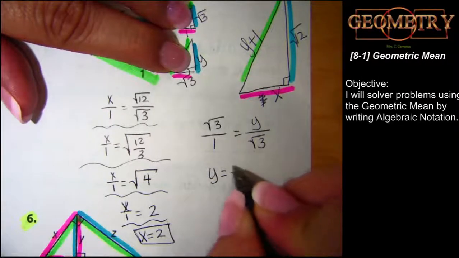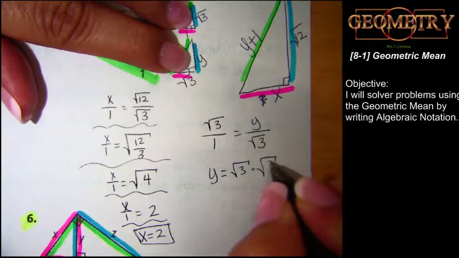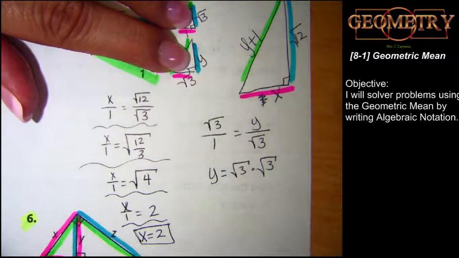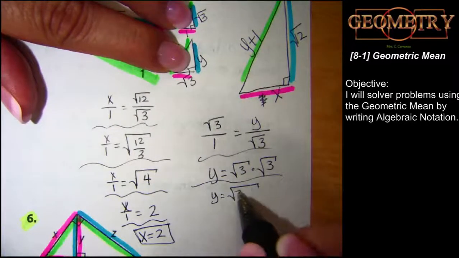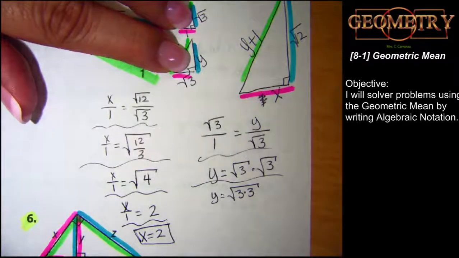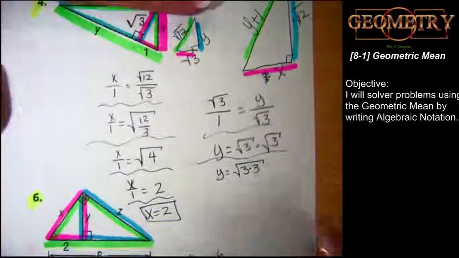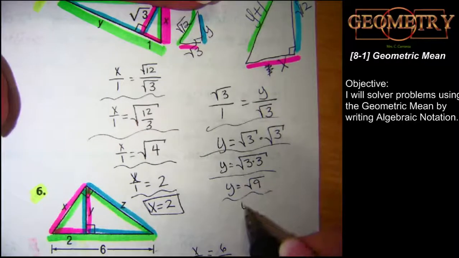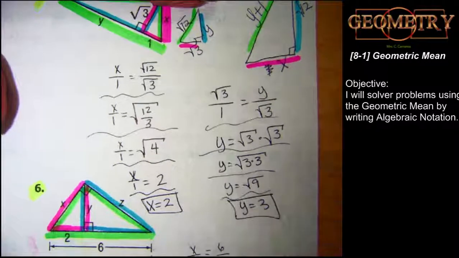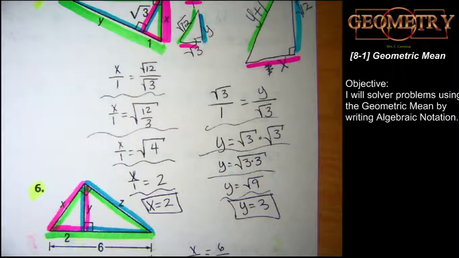Y equals square root of 3 times square root of 3. Anytime I have two radicals being multiplied together, I can rewrite it as one radical with those two radicands, the things inside, being multiplied together. And so what is 3 times 3? 9. And that's the square root of 9. And what's the square root of 9? 3. And we're done. Okay. And that's all I had for you today.